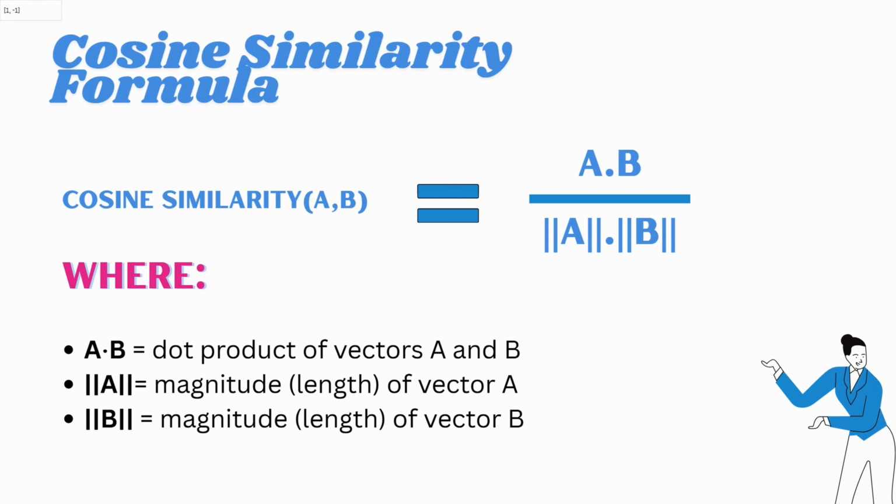Before we jump into the example, let's quickly look at the formula for cosine similarity and understand what it means. Here is what each part represents. A dot B is the dot product of the two vectors. It tells us how much the vectors are pointing in the same direction. |A| and |B| are the magnitudes of the vectors, calculated using the square root of the sum of squares. So the cosine similarity compares the angle between two vectors.